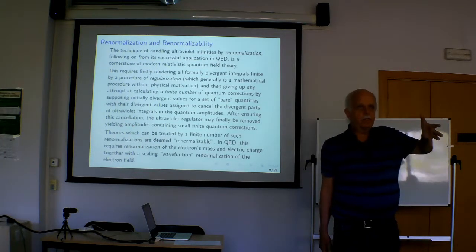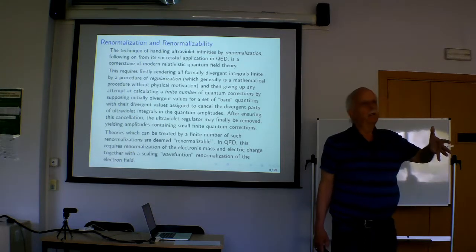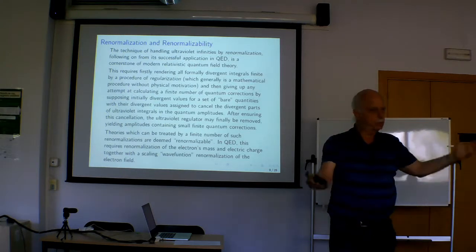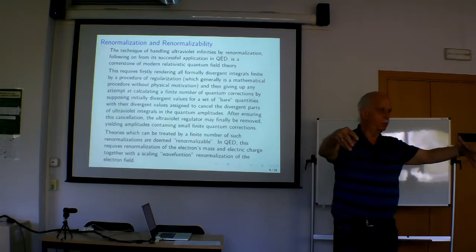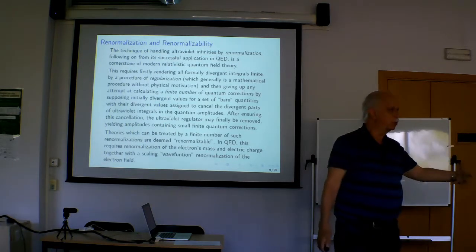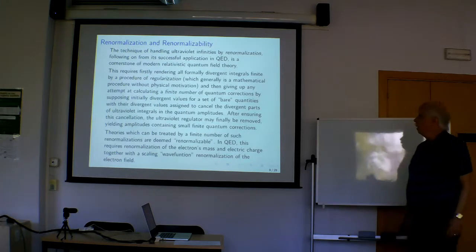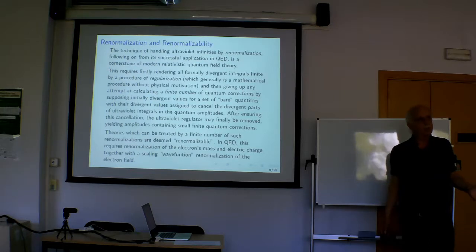rotate the time t into minus i tau, what we call Euclideanizing it. Now the integral over all momenta can be treated as a sphere in 4-dimensional space, and you can just go out to a certain radius lambda in the 4-dimensional space. That's called the straight momentum cutoff. It's the simplest form of regularization. Another form of regularization that is commonly used is called dimensional regularization.